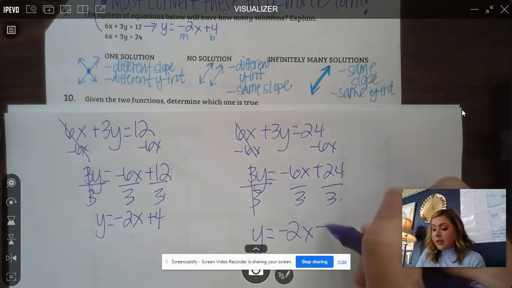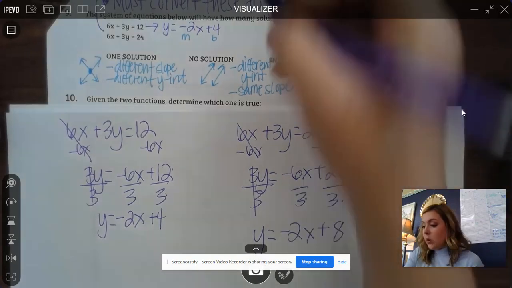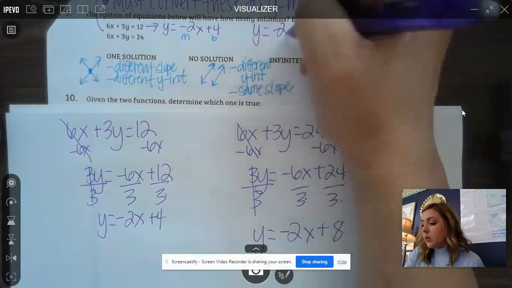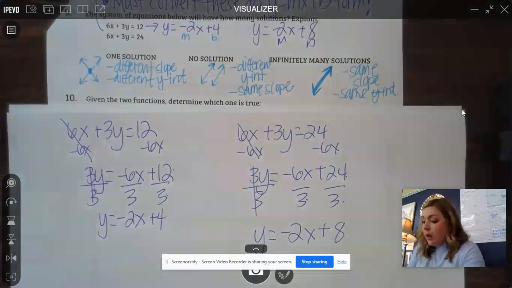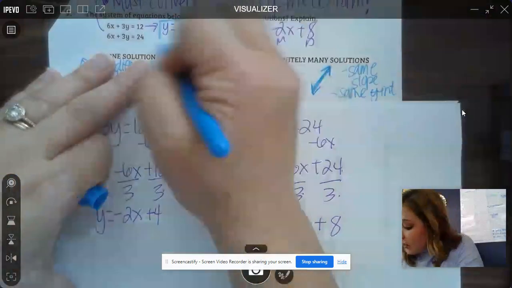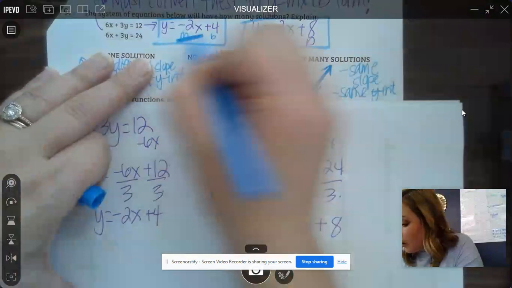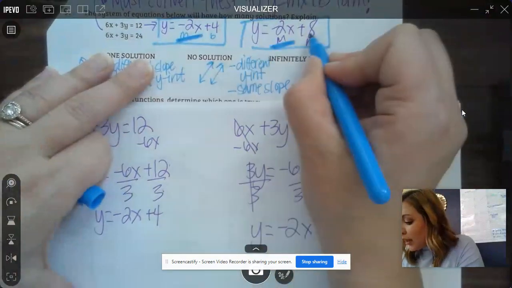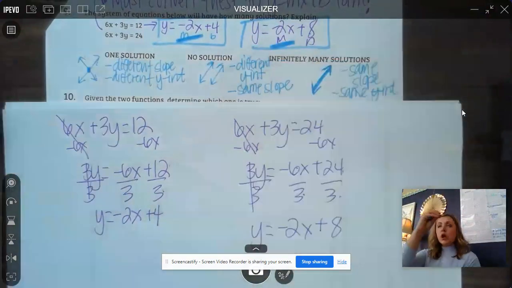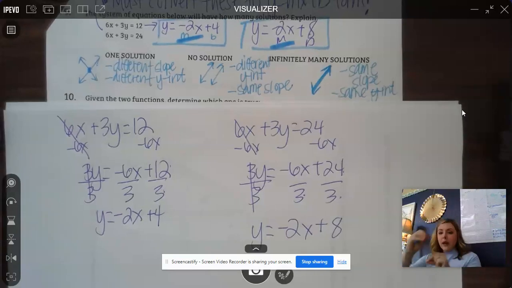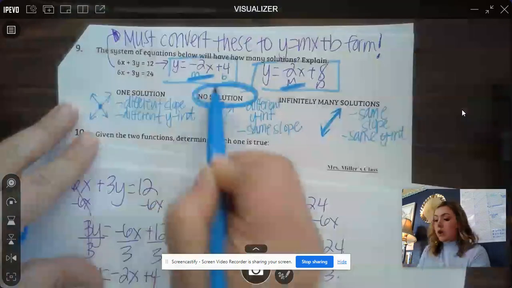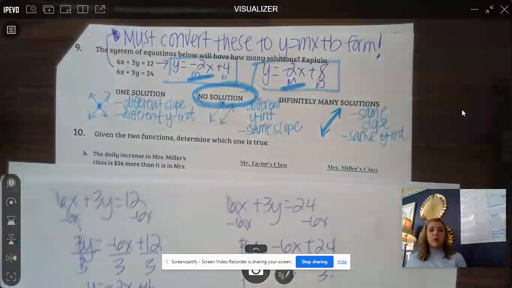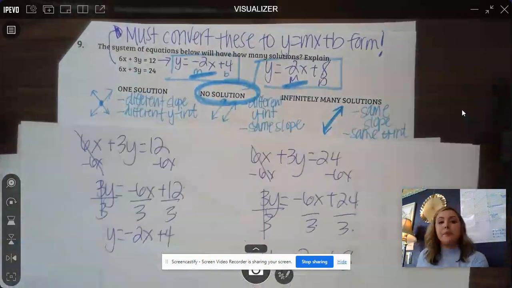24 divided by 3 is 8. So y equals negative 2x plus 8. So when I say this equation right here and this equation right here, they have the same slope, but they're starting at different points. So one's going to start at 8 and one's going to start at 4, and they're going to move the same way, and they're never going to run into each other. So this system has no solution. No solution. Okay?